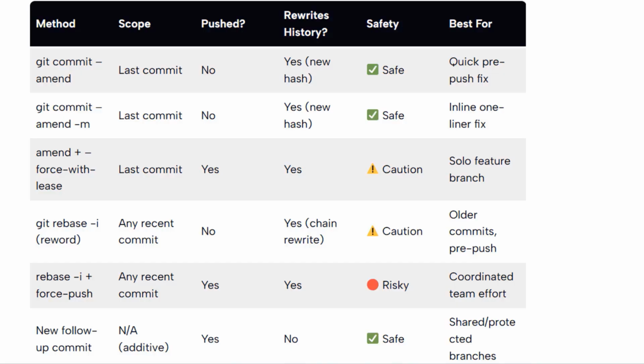That's everything. 6 ways to fix a Git commit message. From a simple amend to a full interactive rebase.